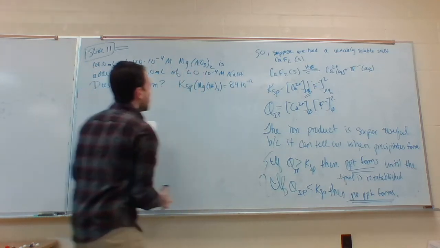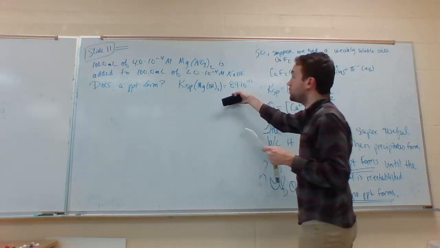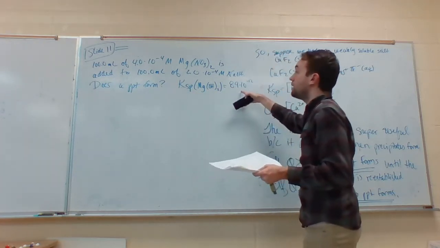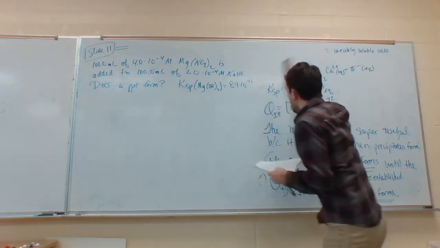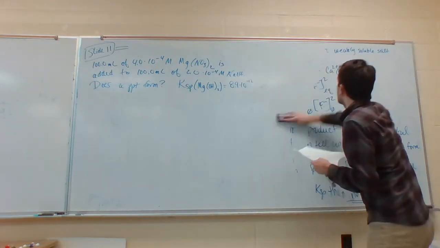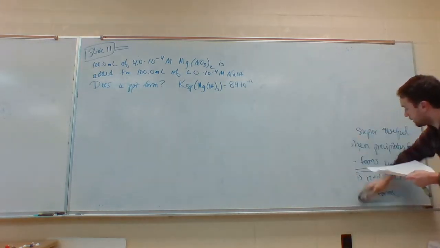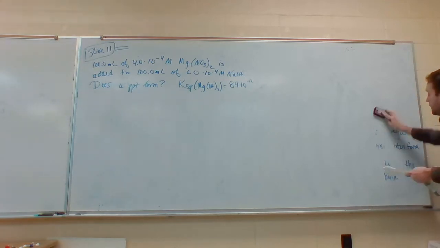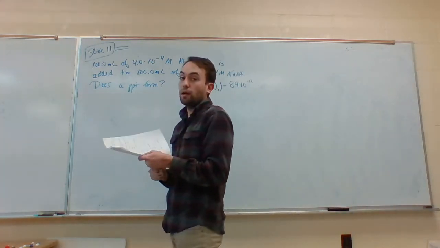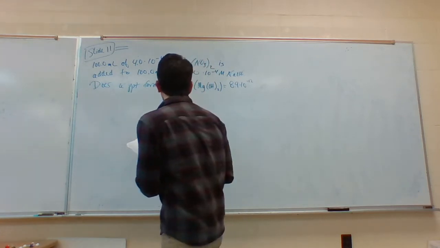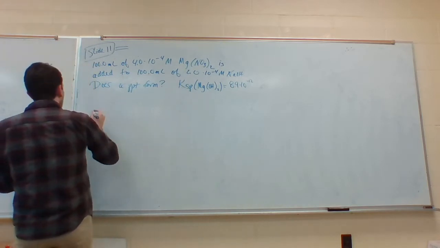Now, normally for these problems, I will not tell you what precipitate forms, but I'll give you the Ksp. So I'll just say Ksp is equal to that, and you'll just have to know whatever precipitate forms based on your solubility rules, okay? So in order to determine if a precipitate forms, we'll need to calculate our Q and then compare that to our Ksp. So in order to do this, I've written out a couple of steps.